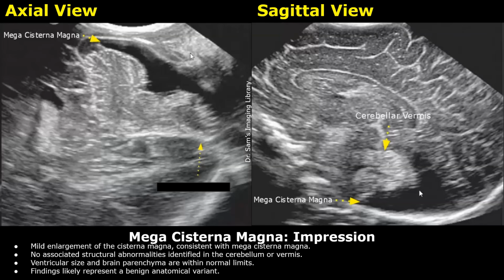Here is the impression. Mild enlargement of the cisterna magna, consistent with cisterna magna. No associated structural abnormalities identified in the cerebellum or vermis. Ventricular size and brain parenchyma are within normal limits. Findings likely represent a benign anatomical variant.